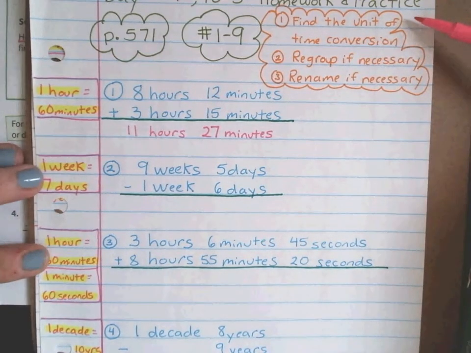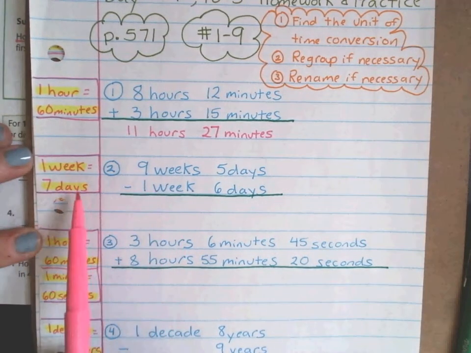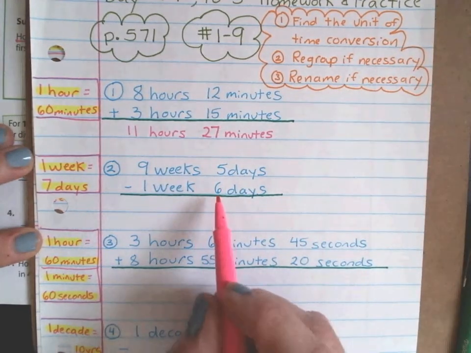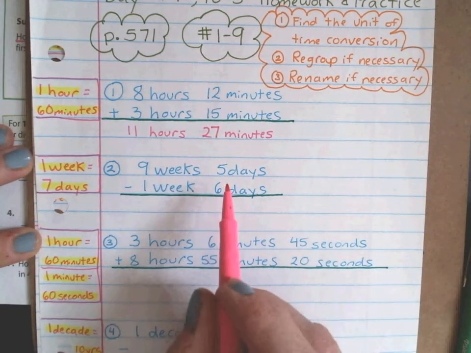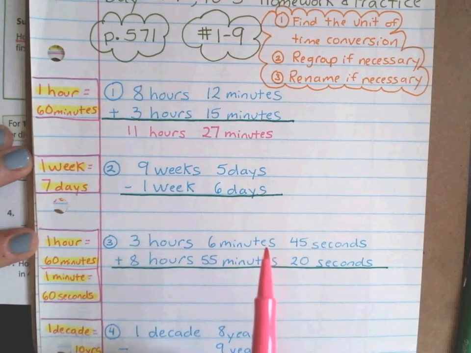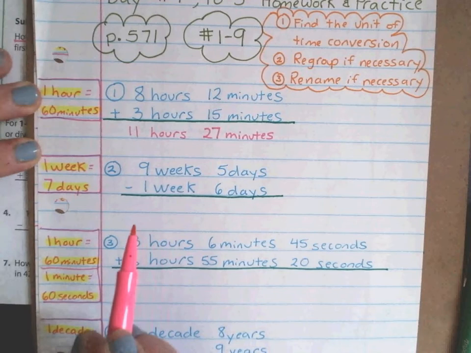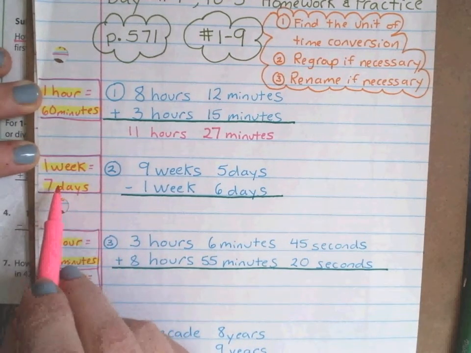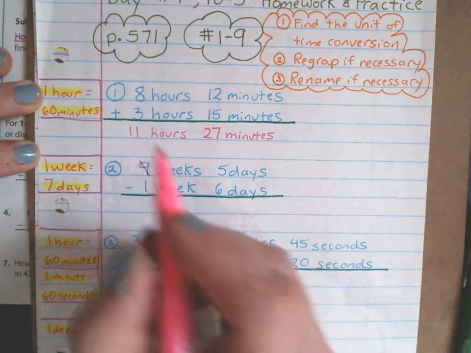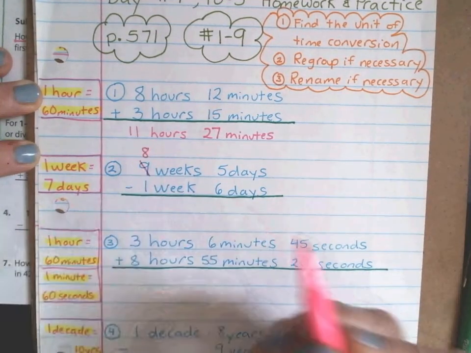So here, I know my unit. Number 1, I'm going to find my unit of conversion. I know 1 week equals 7 days. Regroup if necessary. I look here. Can I take 6 days from 5 days? I cannot, so I need to regroup. So when you regroup with time, you need to use the numbers in your conversion. So I'm going to take 1 week away.